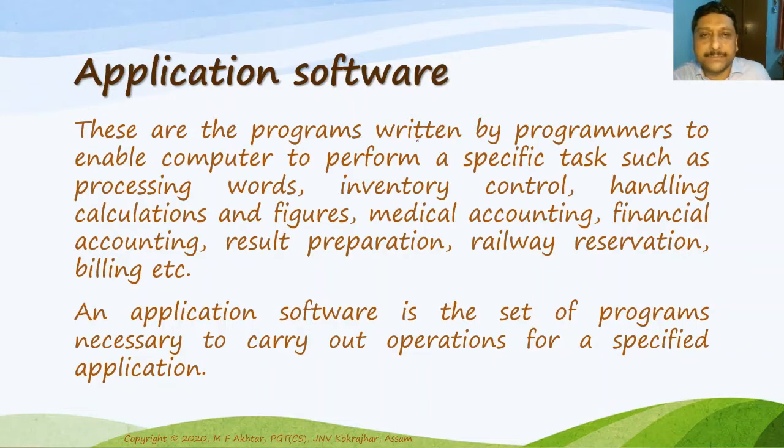These are the programs written by programmers to enable the computer to perform a specific task such as processing words. Word processing means, for example, to type a letter, to make books, brochures. For that purpose, word processing software is available. For example, Microsoft Word is a word processing software.